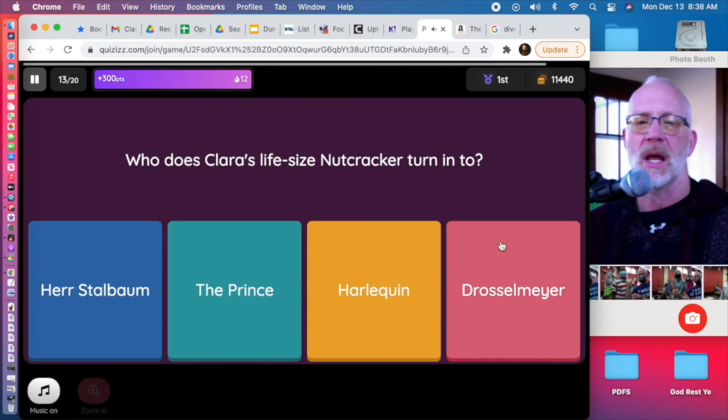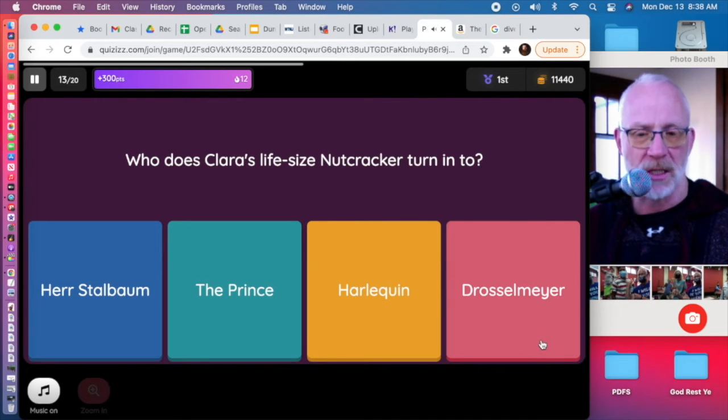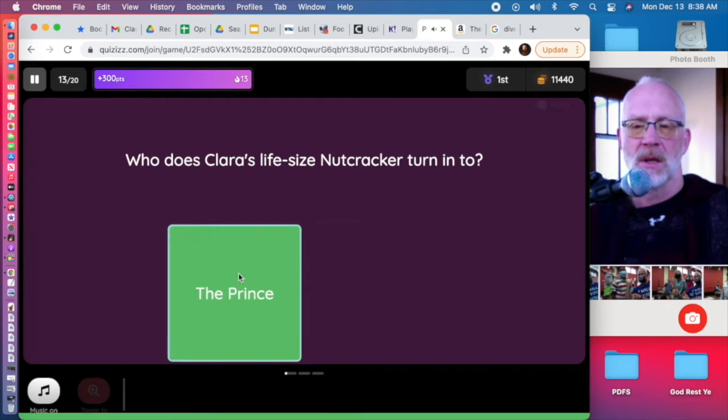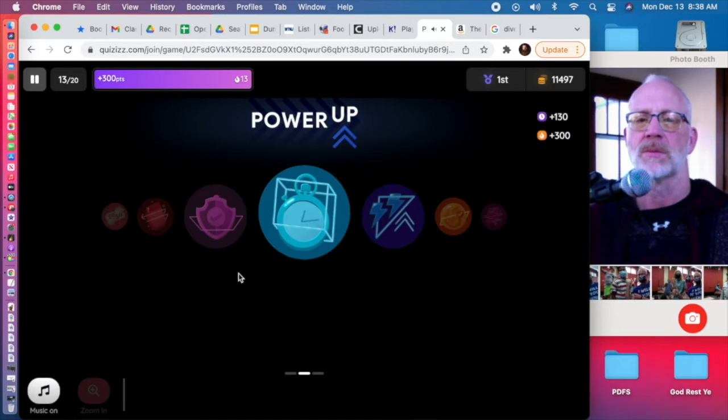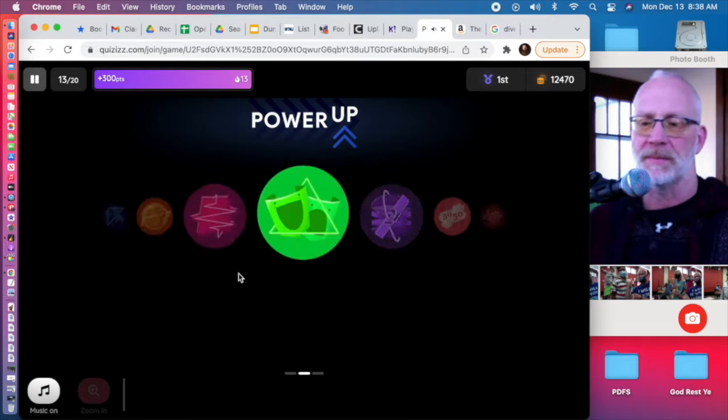Who does Clara's life-size Nutcracker turn into? Does the Nutcracker turn into Herr Stelbaum? Does the Nutcracker turn into the Prince? Does the Nutcracker turn into the Harlequin? Or does the Nutcracker turn into Drosselmeyer? The Nutcracker turns into the Prince. Ooh, another power-up.